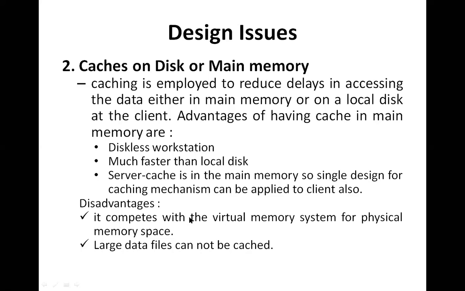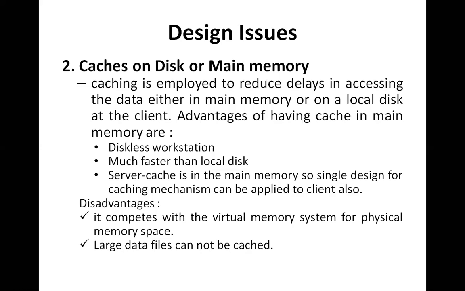But there are certain disadvantages also. If we are using main memory as a cache, it is going to compete with the virtual memory system for the physical memory space, because the same memory space may also be used as virtual memory space. Therefore, a scheme to deal with the memory contention between the cache and the virtual memory system will be necessary. This scheme will also prevent a data block from being present in both the virtual memory as well as in the cache.